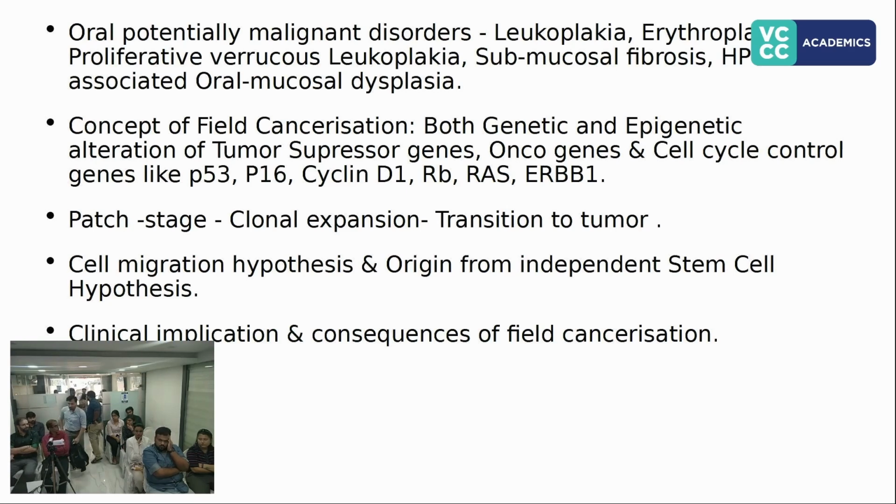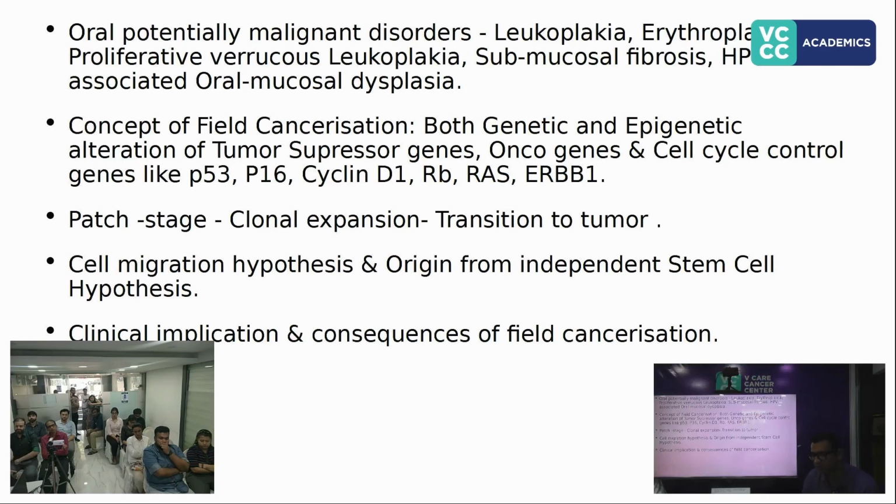Apart from leukoplakia, there is another entity known as erythroplakia, a slightly depressed, red, velvet-like appearance, and the chance of high-grade dysplasia is much more common in erythroplakia. There is submucosal fibrosis, and I have already discussed to some extent that HPV-associated mucosal dysplasia can also be present. Now another important concept I want to discuss with you is field cancerization.